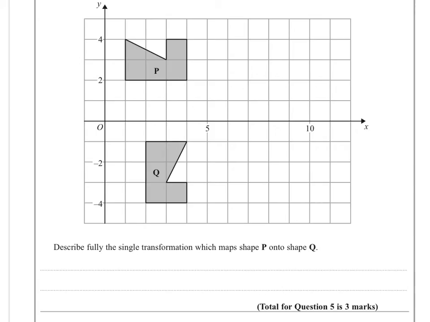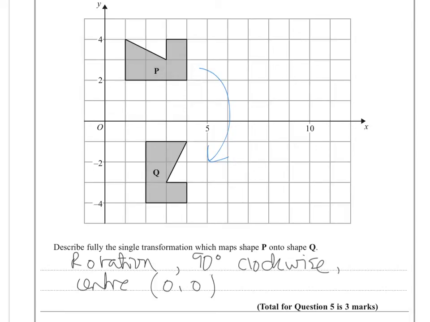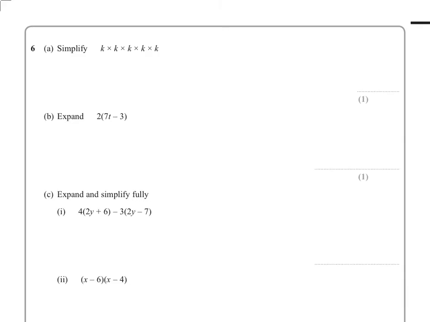So to match shape P onto shape Q, well, it's going to be a rotation. It's going to be clockwise 90 degrees, and now we need to say the centre. If you use your tracing paper, you can find that the centre is 0, 0. So that's a rotation 90 degrees clockwise, centre 0, 0.